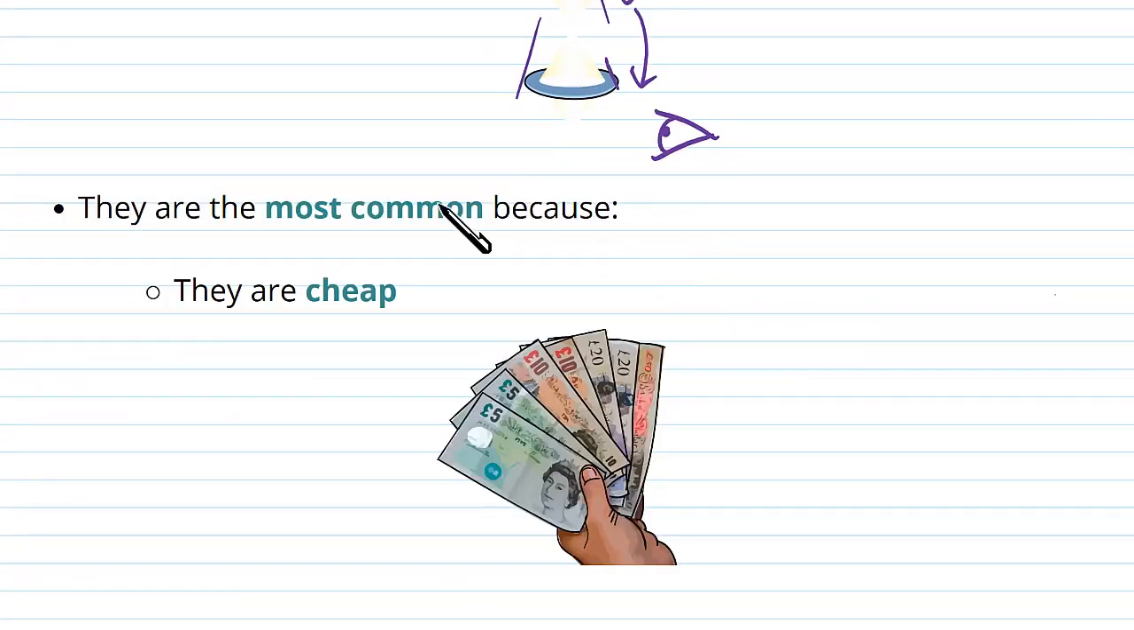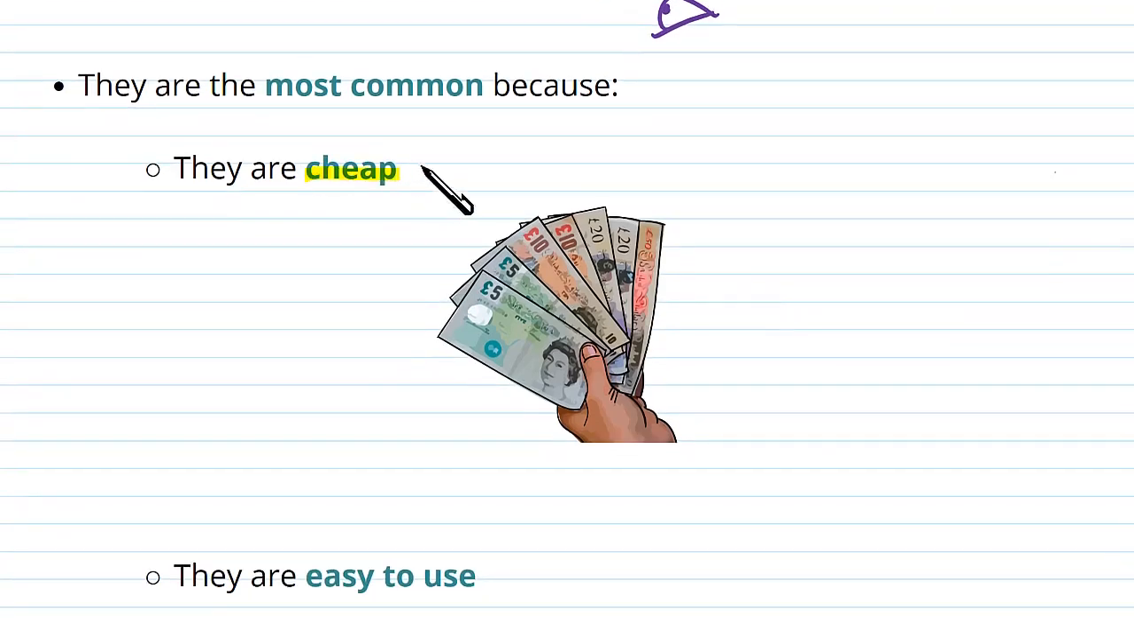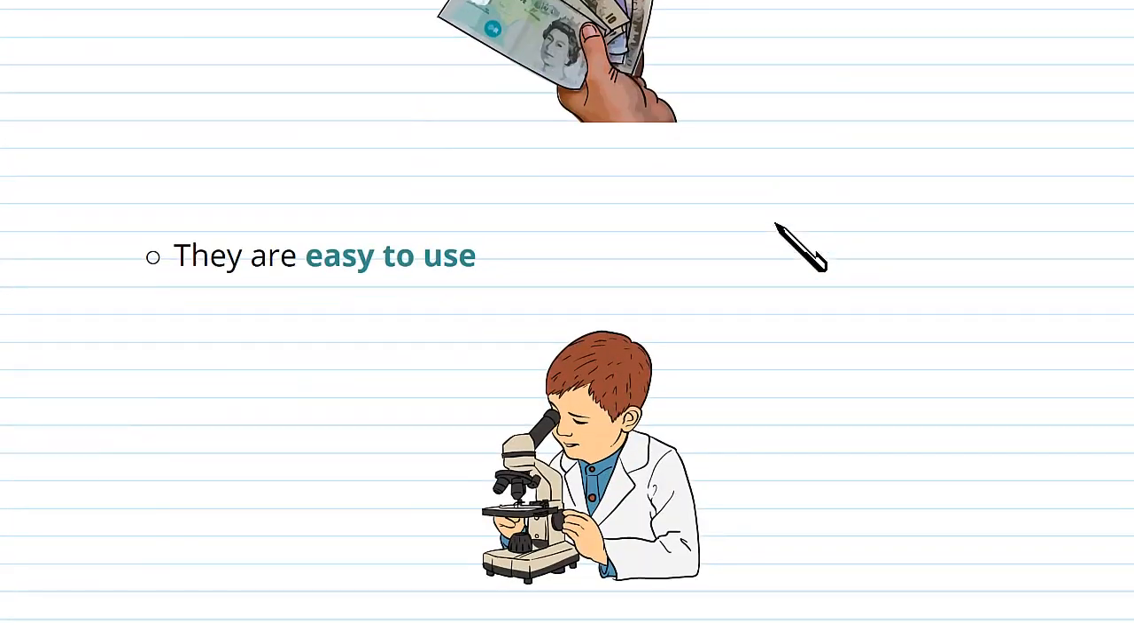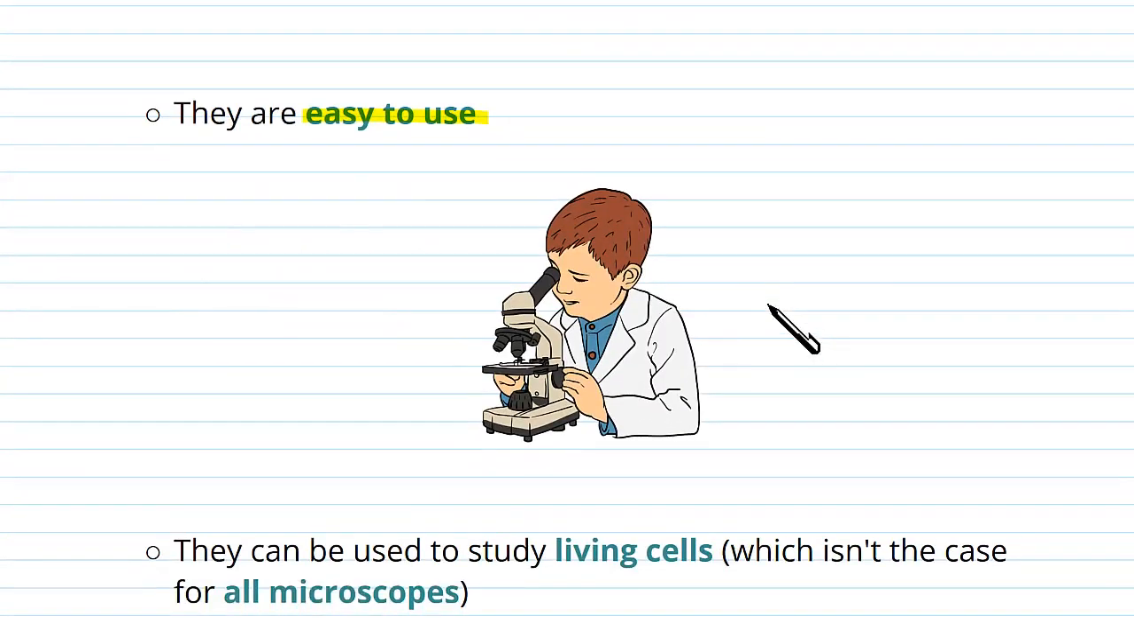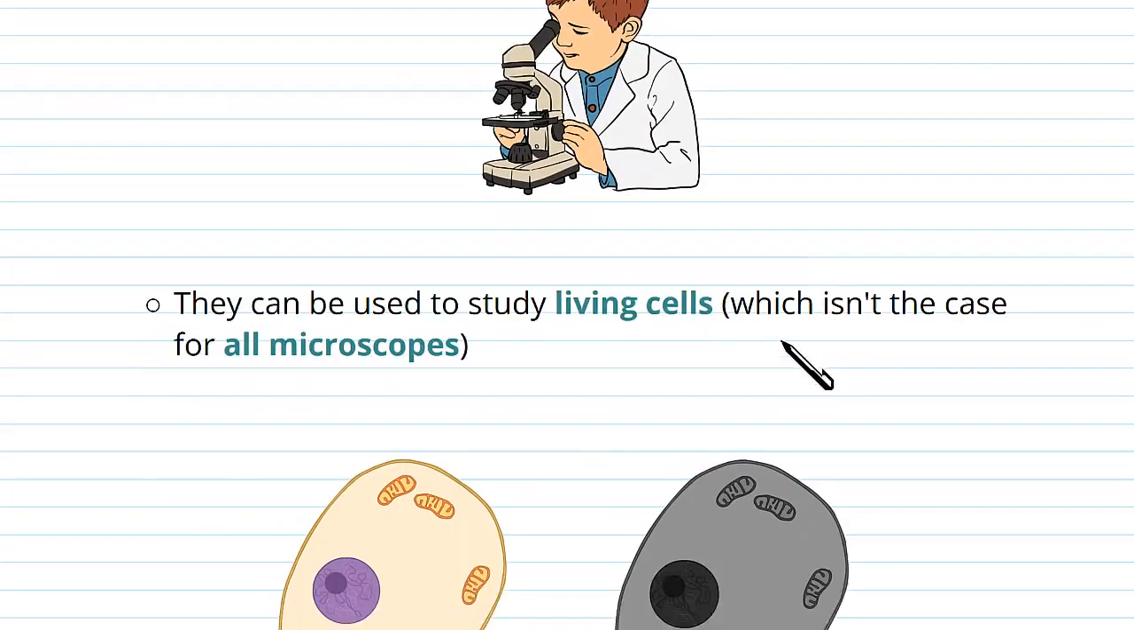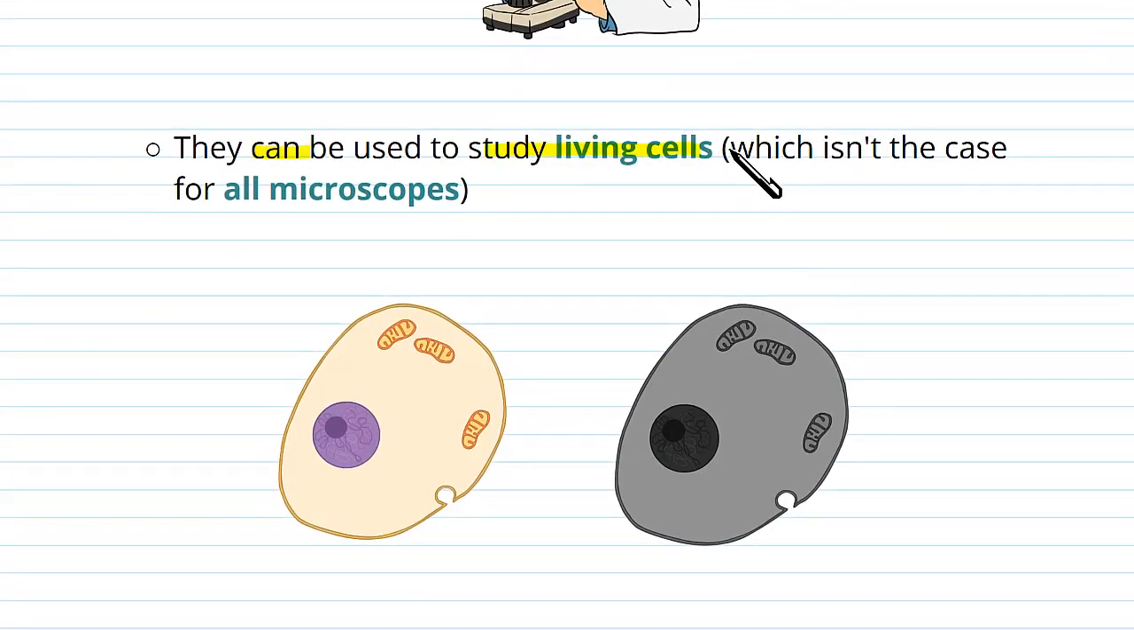So the reason they're the most common type of microscope is because of several reasons. First of all, they're relatively cheap. They're cheap to build and they're cheap to buy, and therefore they're very accessible. They're also easy to use. They take a few lessons to get used to, but then once you've learnt them, even young kids can use them. And they can also be used to study living tissues or cells.